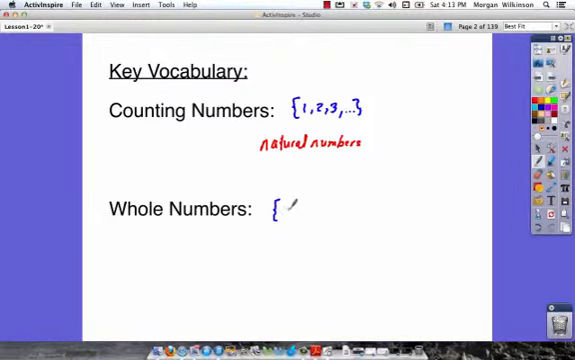Whole numbers will include 0. 0, 1, 2, 3, and dot, dot, dot. The ellipsis just means so on and so on. We just continue that pattern. Go ahead and pause again and get this written down in your notes.